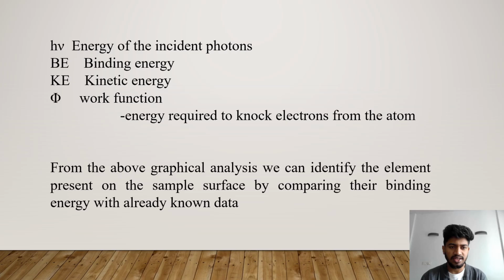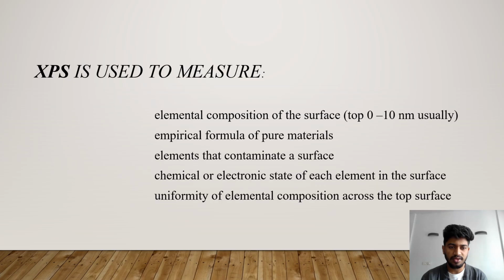So these are the significance of the symbols in the equation I mentioned before. h nu is the energy of the incident photons, B is binding energy, K is kinetic energy, and phi is the work function. The work function is nothing but the energy required to knock the electrons from the atom. So from the above graphical analysis, we can identify the elements present on the sample surface by comparing their binding energy with already known data.